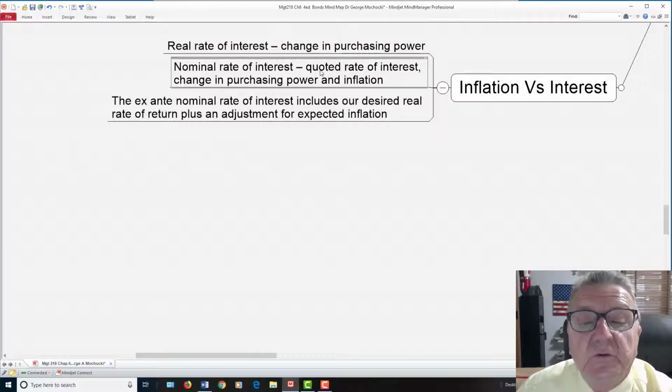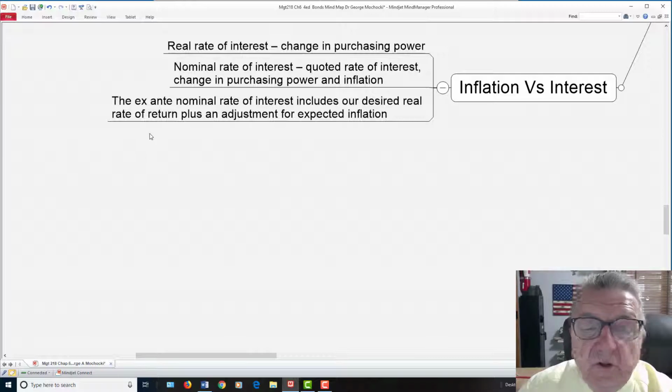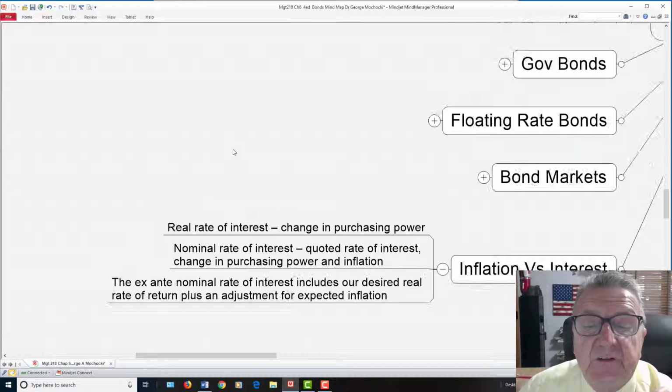Nominal rate of interest, quoted rate of interest, and we talked about that last thing, change in purchasing power and inflation. The nominal rate of interest includes our desired real rate of return plus the adjustment for the expected inflation.